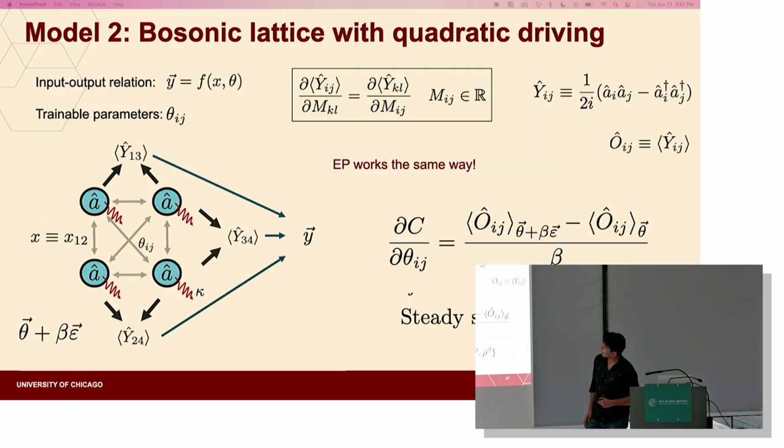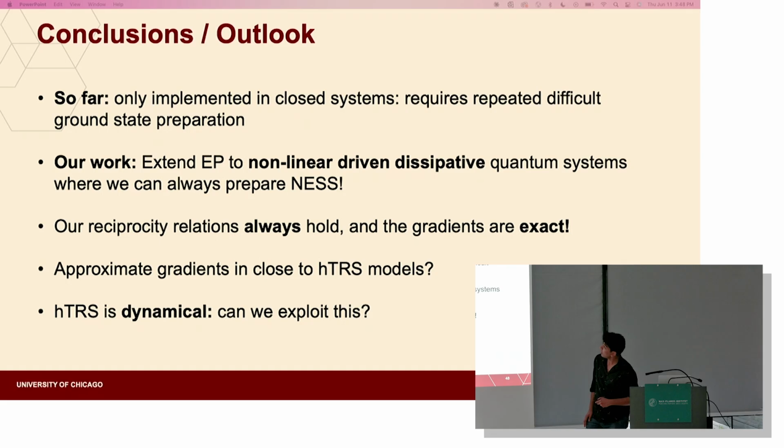And so the way you would set up EP is, I would maybe encode input into one of these couplings, X12, read out the imaginary parts of these AI-AJ correlators for Y13, Y34, Y24. That gives me my output. And then EP proceeds exactly in the same way as you would in the closed setting. There's nothing else you have to do. And yeah, so that's kind of it. For me, the idea is just to emphasize that we extend EP to these nonlinear driven dissipative models using this subtle notion of detailed balance. And these reciprocity relations that we find are exact and they always hold for a model.